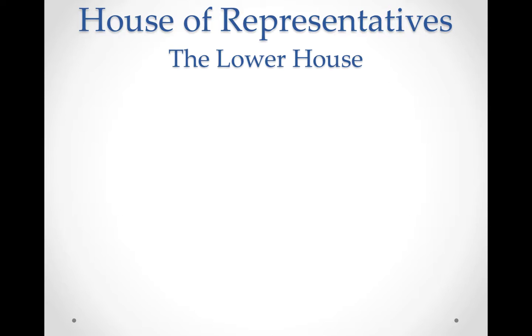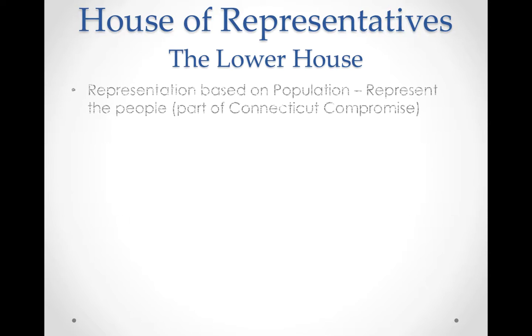House of Representatives, sometimes this is also referred to as the lower house. We know that it's based on representation, and they were originally intended to represent the people. And once again, House of Representatives was that compromise on the Virginia and the New Jersey plan, so that the larger states would be happy.